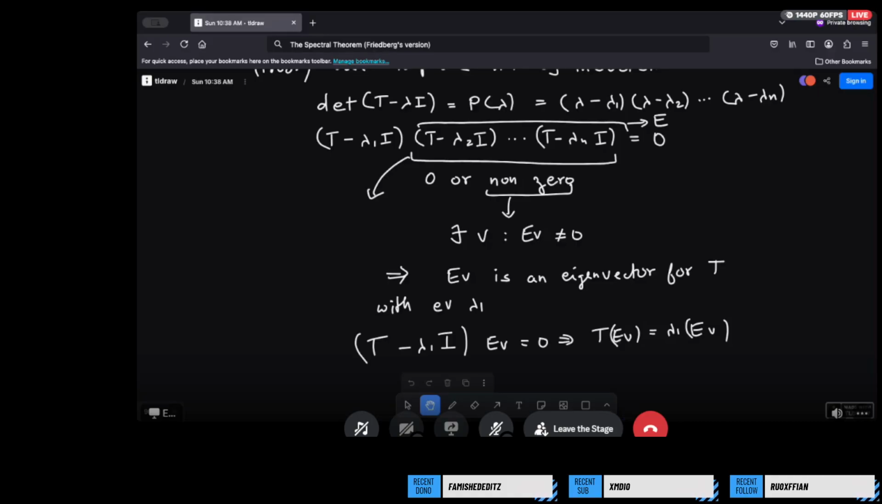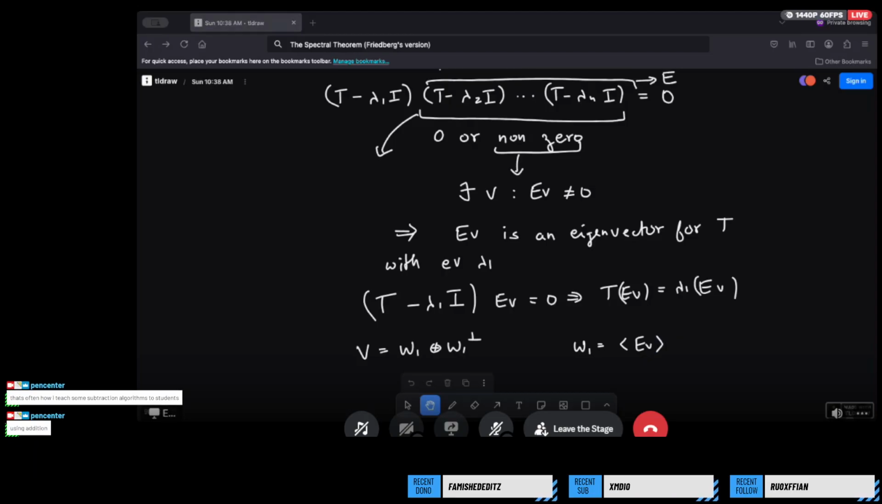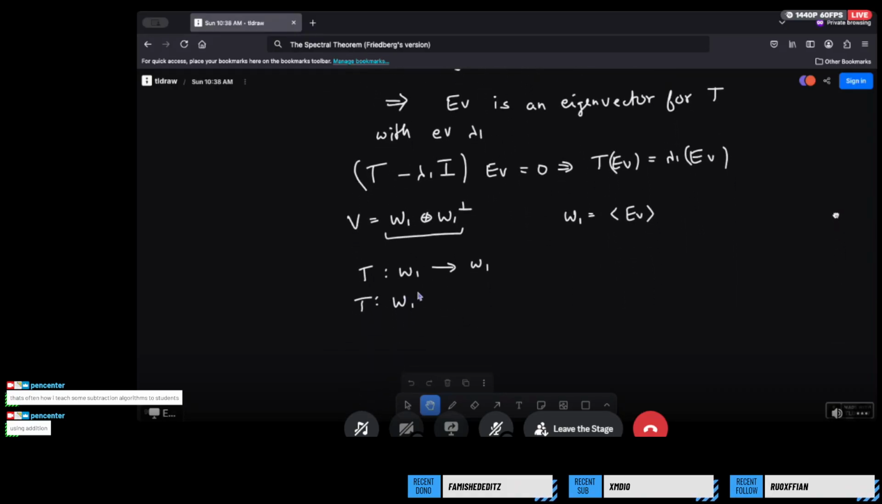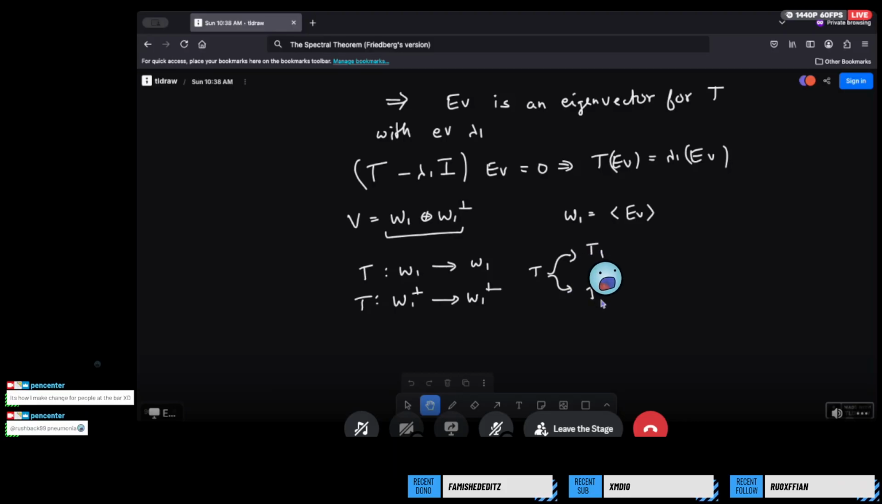So let's decompose V into the subspace spanned by Ev, let's call this W1, and the orthogonal complement of W1, where W1 is the span of Ev. And now what's left is to show that T acts invariantly on this direct sum. What that means is T is a map from W1 to W1, and a map from the perpendicular complement to the complement. So in some sense, I can decompose T into two parts.